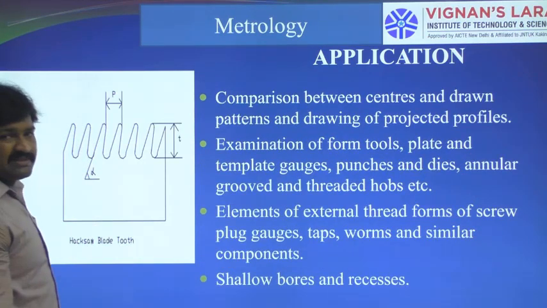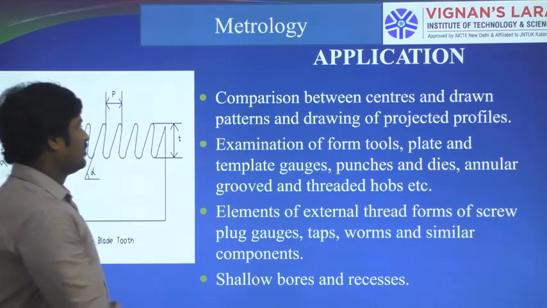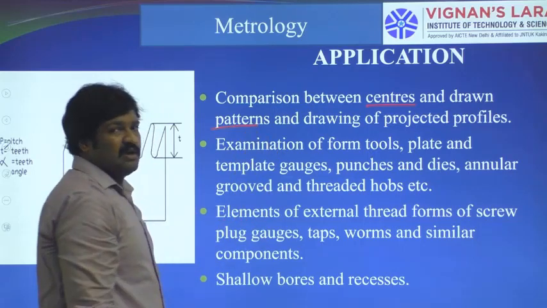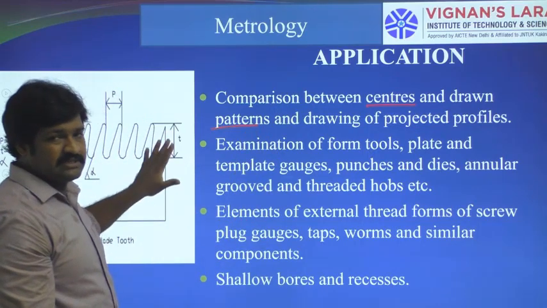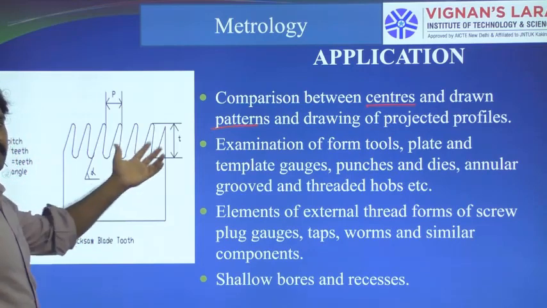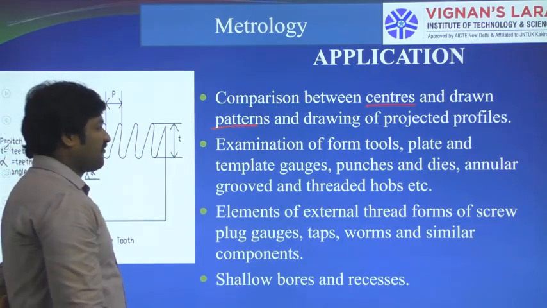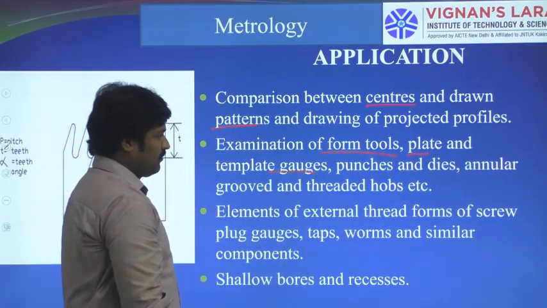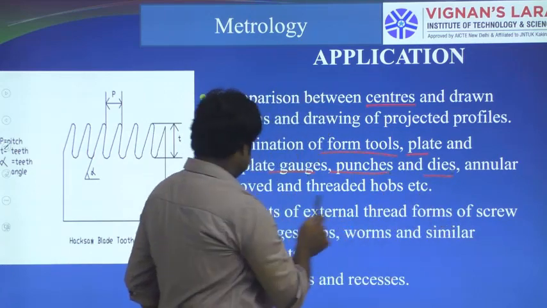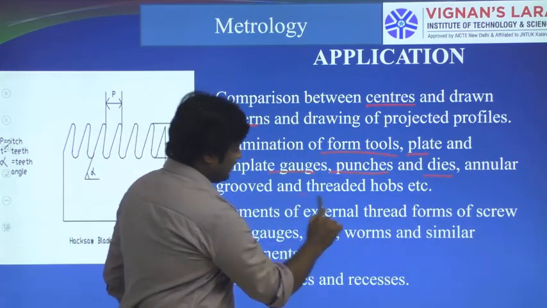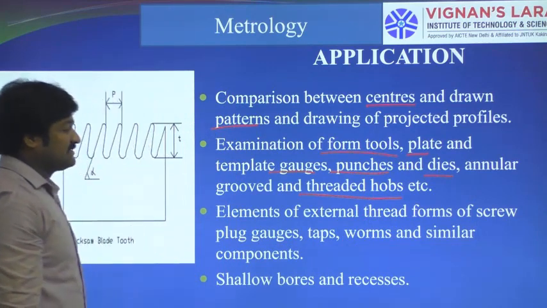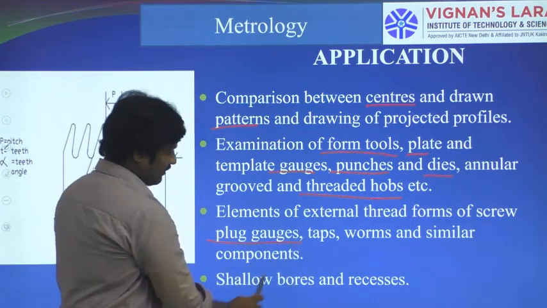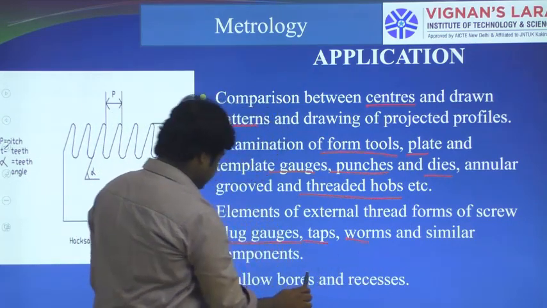Next, along with measurement, this can also be used for comparison. Comparison between centers and drawn patterns and drawings of the projected profiles. So one sheet or one component can be compared with another component. Next, examination of form tools, plate and template gauges, punches, dies, angular grooved and threaded hooks, etc. Next, elements of external threads from screw plug gauges. So this can be used for identifying plug gauges, taps, valves and similar components.